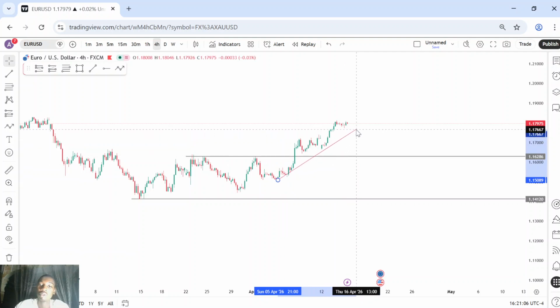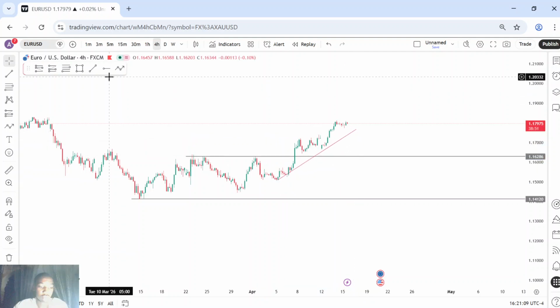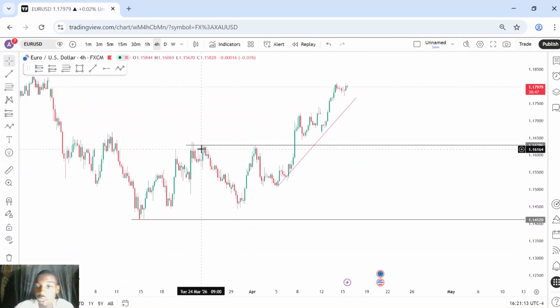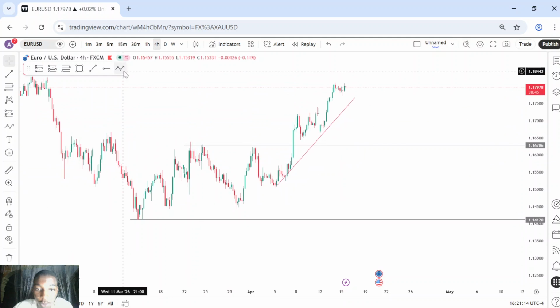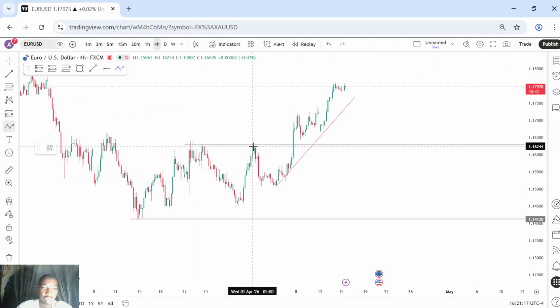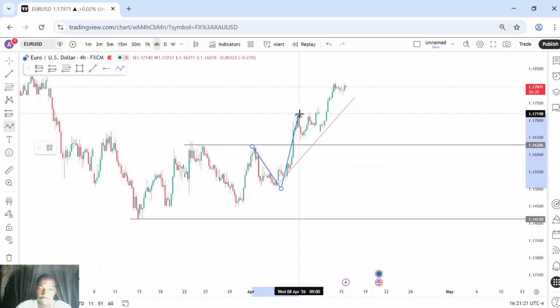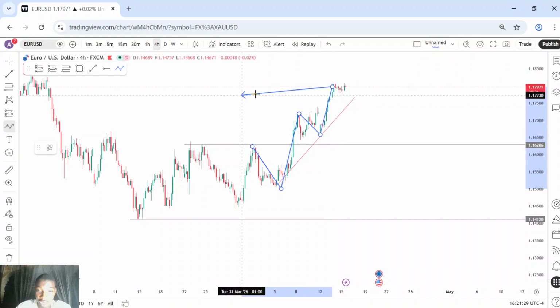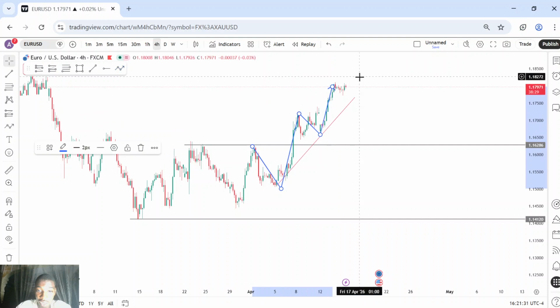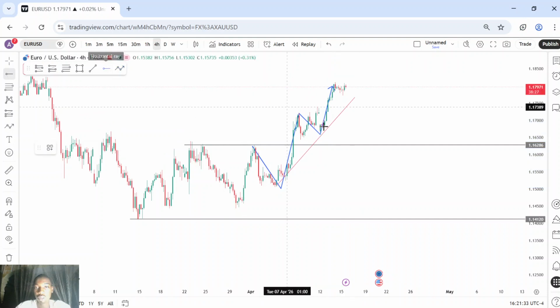So I draw it like this. And if you should notice, I said buy at the support. So now at this point here, it has created a higher high, higher low, higher high, higher low, and now it is creating another higher high. So now where was the last support? The last support was here.